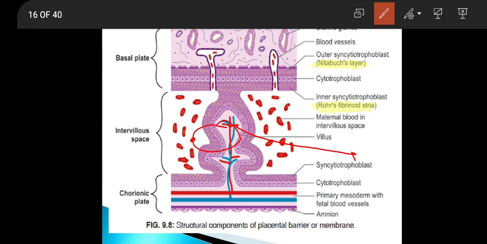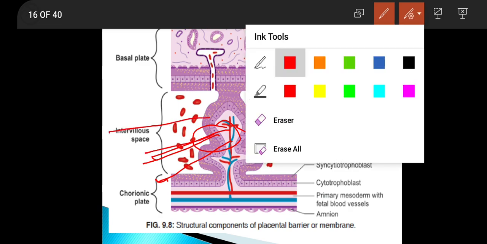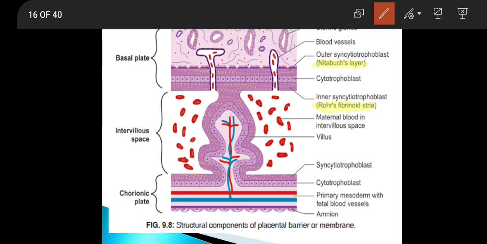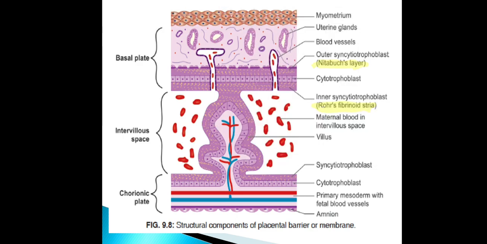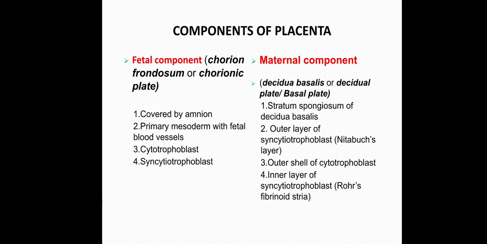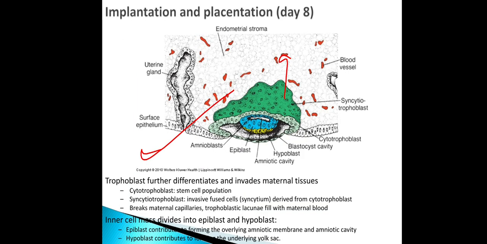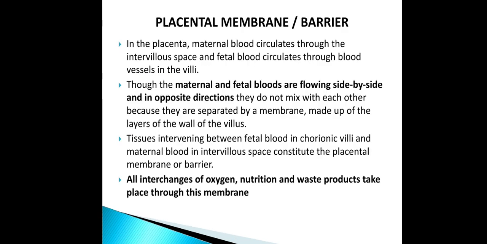So the placental membrane is formed, from inside outwards, by the endothelium and the basement membrane of the fetal capillaries, then the extraembryonic mesoderm, then cytotrophoblast, and then syncytial trophoblast. Means you can say the walls of the chorionic villi, or the lining of the chorionic villi, will form the placental barrier because it is separating the maternal and fetal blood vessels. So the placental membrane is nothing but the wall of the chorionic villi, and it is separating the maternal and fetal blood.